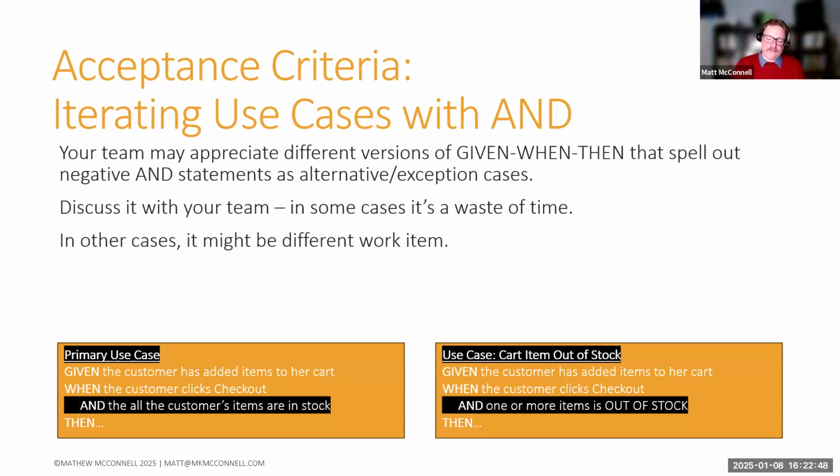Given when then is great if you imagine the software that you're building as a black box, at least to the product owner or the business line, where they know, okay, stuff goes in. I've got business rules that cover what happens, but I don't know the mechanics of it all. And then something comes out of this black box. That's the ideal opportunity to use given when then.